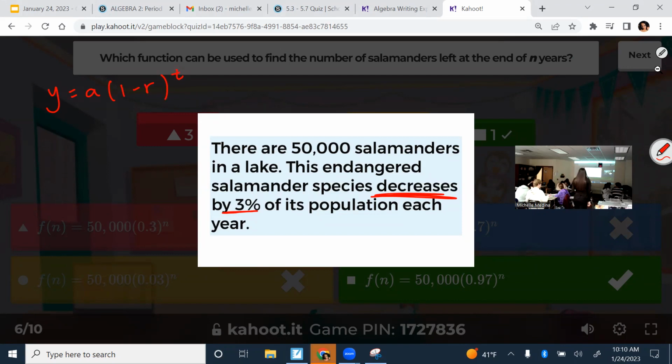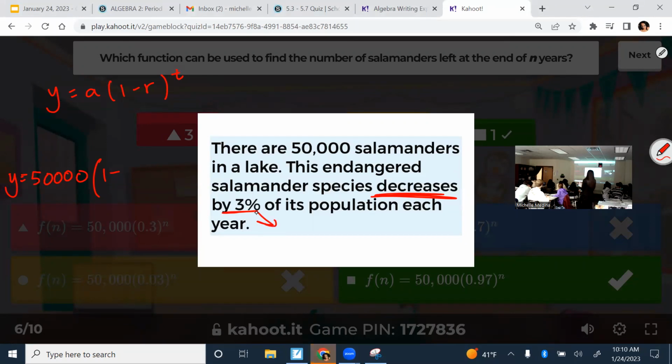I couldn't really eliminate any answers right off the bat because all of the answers with the exponent attached were smaller than 1. Usually you can eliminate 1 or 2 based off of just growth or decay. So you actually have to be able to plug it in. A stands for initial amount. In this one, it is 50,000. That's what they're starting with. It's going to be 1 minus the decay rate as a decimal.